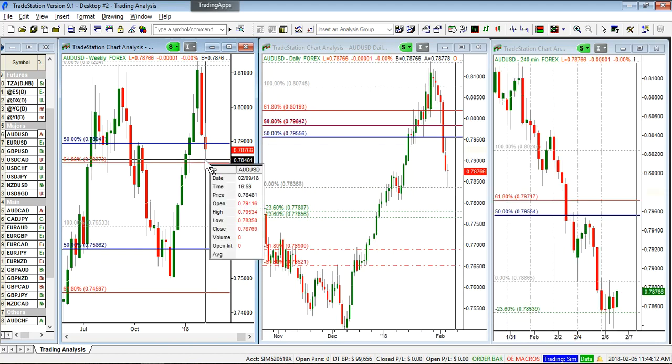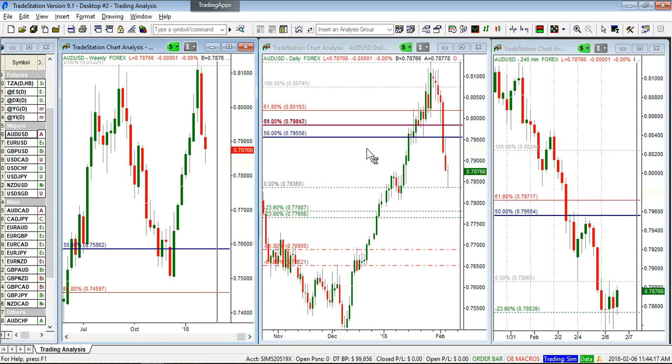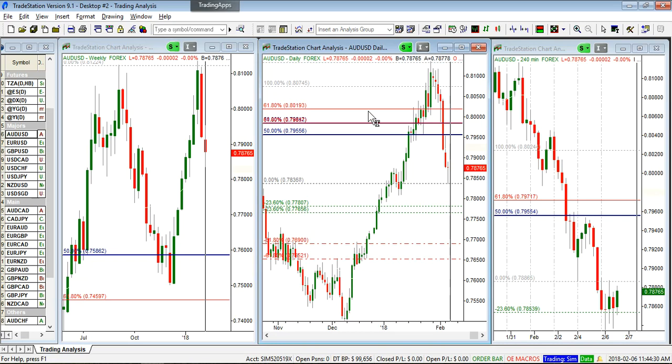78.37. The low is 78. Sorry, it was pierced. So I'm going to remove this level now, and the level was pierced. So what we're going to look at now is the potential reaction here and the levels that could come into play.